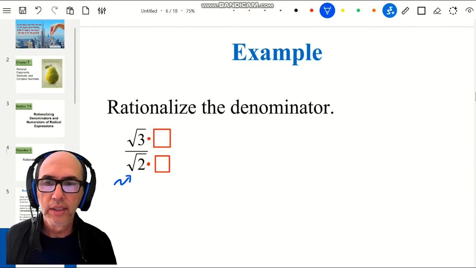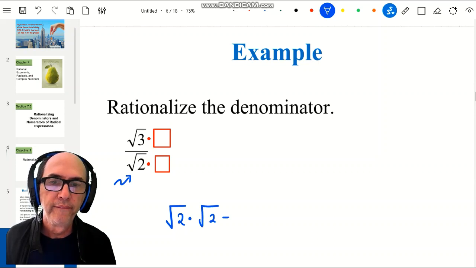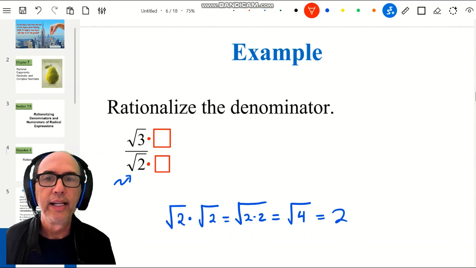We don't change the ratio, the fraction. So think, what kind of number is this? Yes, look, think. If you multiply square root of 2 times square root of 2, you have square root of 2 times 2, which is square root of 4, and we know square root of 4 is 2. That is the right answer.